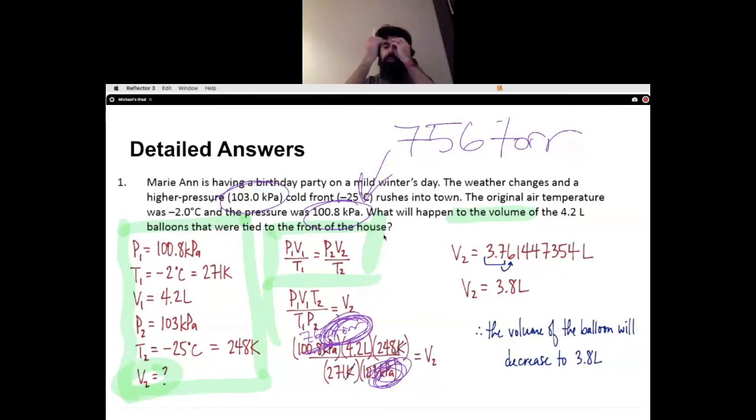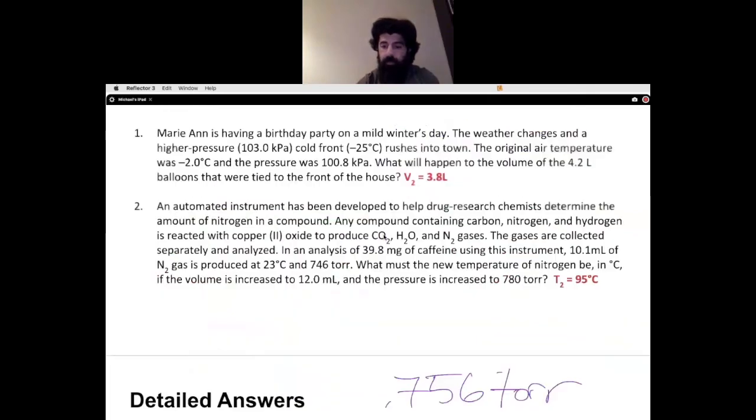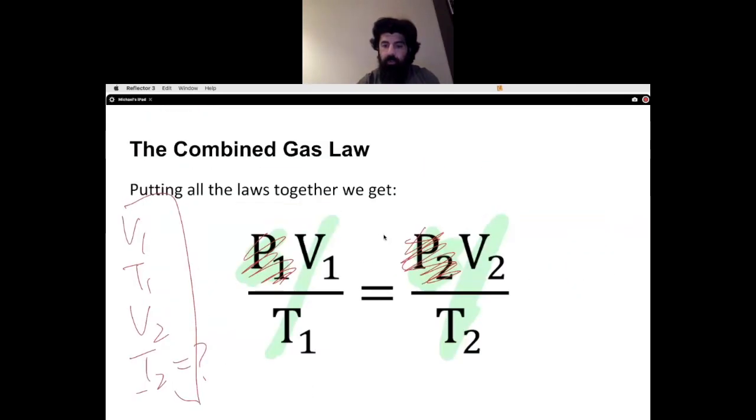So I can't stress enough, do as many of the practice problems as possible so that you understand what all this means. And again, make sure that it makes sense. Using Boyle's law, Charles' law, Gay-Lussac's law, as one goes up, does the other go down? Boyle's law. Because remember, Boyle's law is the only one.